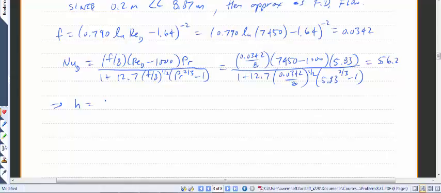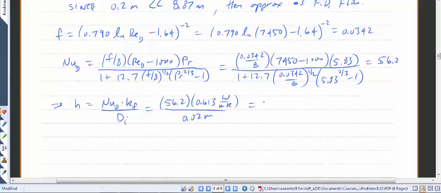This means then our H is going to be our Nusselt number times the thermal conductivity of the water over the inside diameter of the wall, which is 56.2 times 0.613 watts per meter Kelvin divided by 0.02 meters, which gives us a heat transfer coefficient of 1,720 watts per meter squared Kelvin.